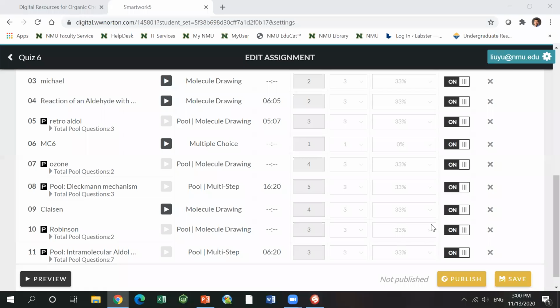For today's lecture, I would like to go through quiz 6 first and review it. There are some problems with quiz 6. Some students don't know where to start and don't know how to draw the molecule. In this case I want to spend a little bit of time reviewing some of the most difficult questions in quiz 6.